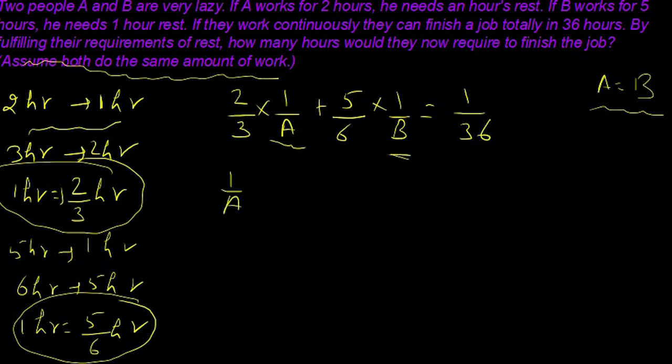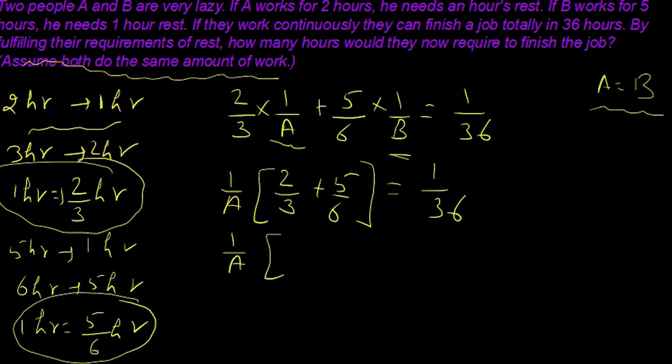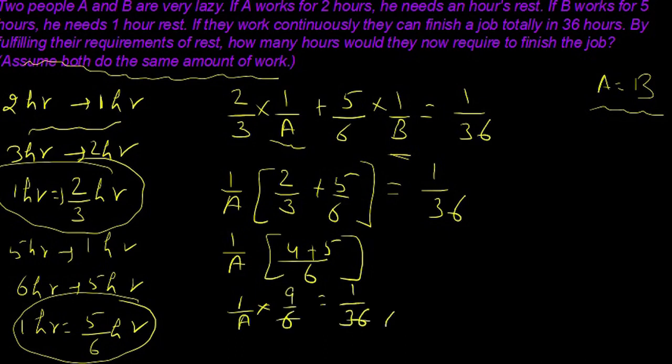So let's take A common. So 2 by 3 plus 5 by 6, times 1 by A, is equal to 1 by 36. 6 is the LCM. So 3 to the 6, 2 to the 4, this is 5. So 1 by A into 9 by 6 is equal to 1 by 36. Multiply this number. So the value of A is equal to 54. And the same value of B is also going to be 54. How many hours would they now require to finish the job?